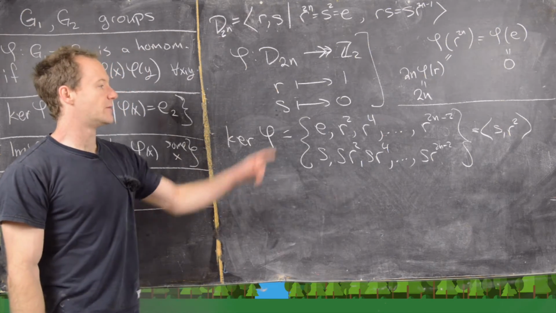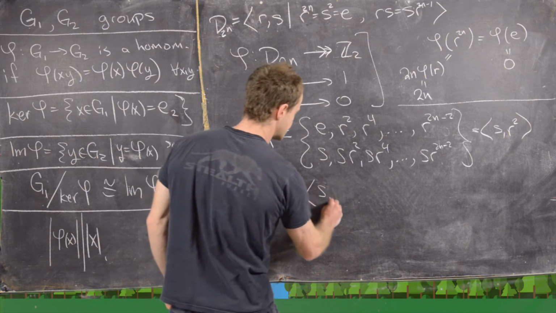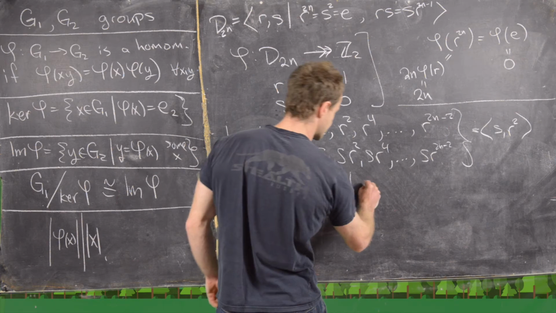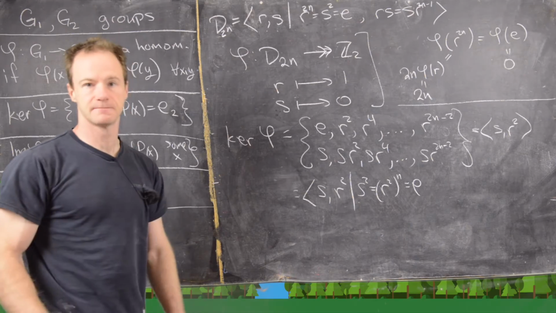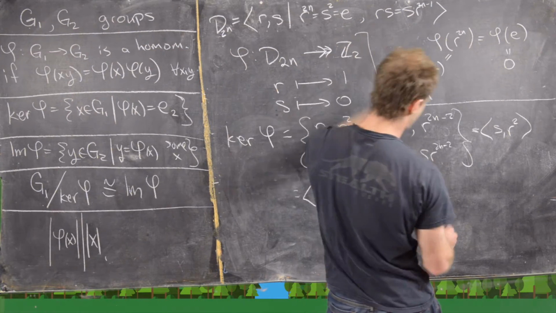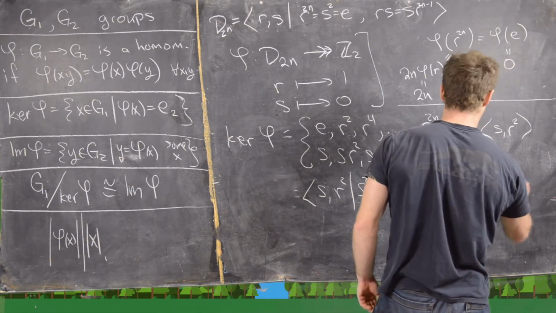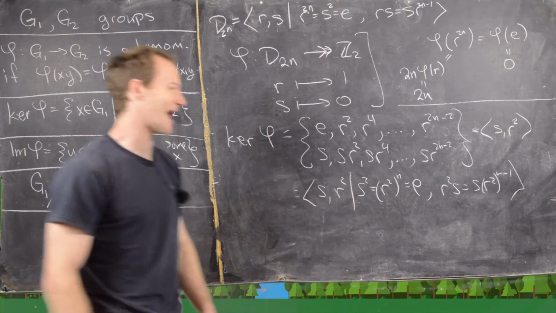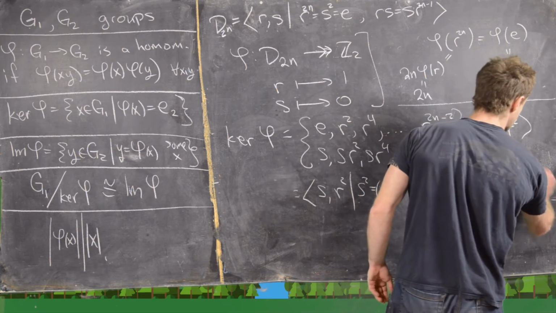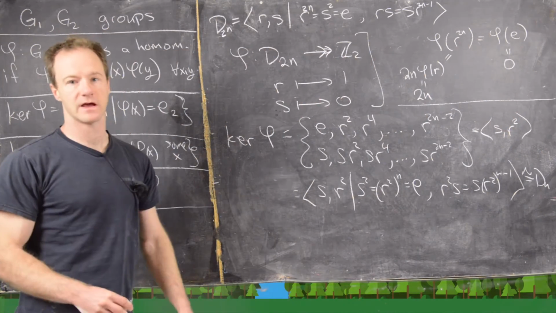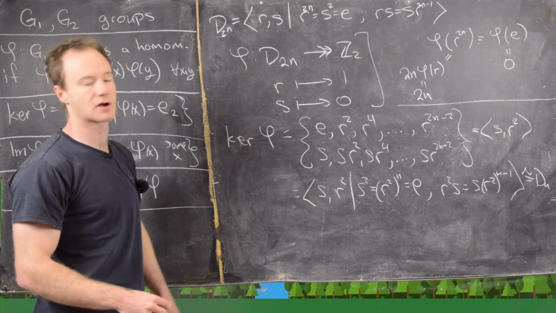Okay, good. But now, notice that S and R squared satisfy the following rules. S squared equals R squared to the nth power, which equals the identity. And then, finally, from this, we could say R squared S equals SR squared to the n minus 1. But notice those are exactly the defining rules of the dihedral group Dn. So this is isomorphic to Dn. Okay, good. So we've got a copy of Dn inside of D2n, which happens to be the kernel of this homomorphism.